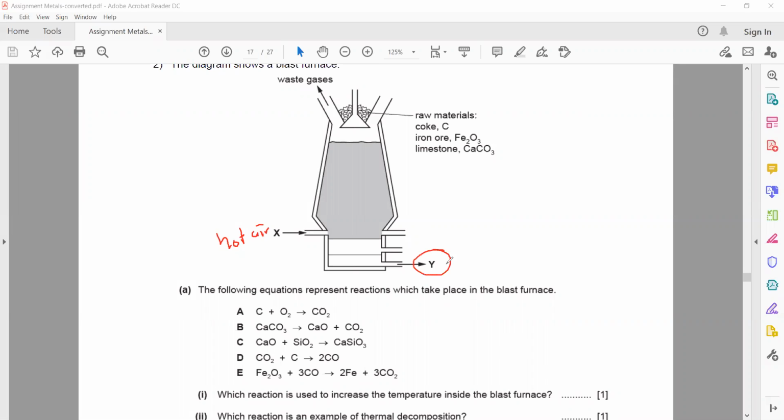And what is removed from Y? Molten iron. Slag is above, slag is low density, so it's above iron. So we remove molten iron from the bottom.